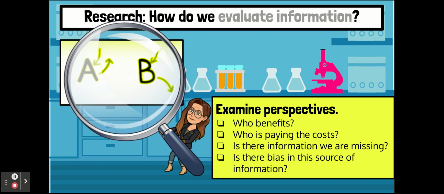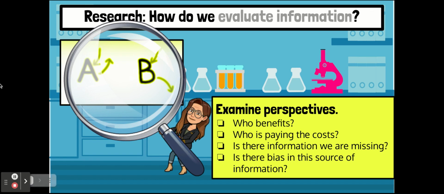Once you know where the information or who the information is coming from, you're going to want to ask who benefits, right? Who has something to gain from spreading this information? And who's paying the costs? Who has something to lose here? Is there information that's missing from this source? Is there something left out? And is there bias in this source of information?